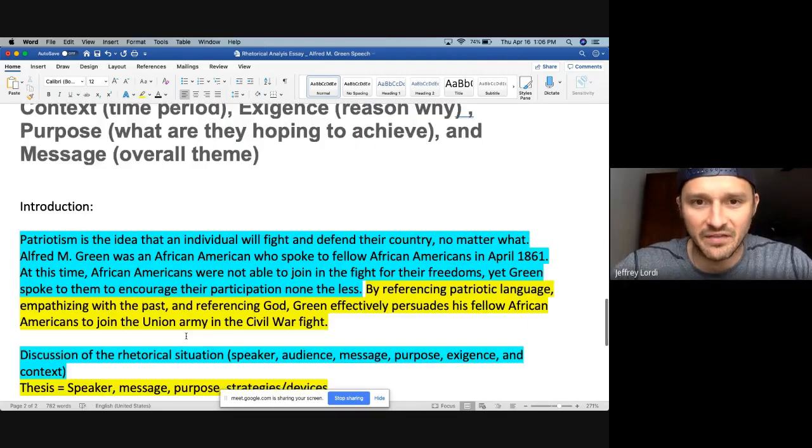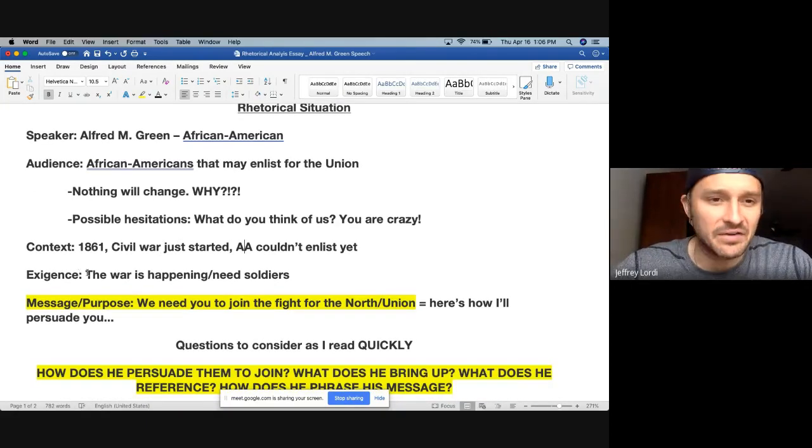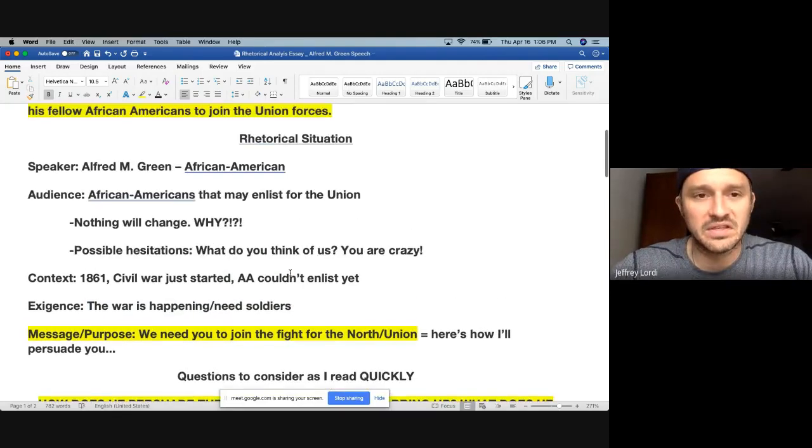So what is it about the fact that it's 1861 and the Civil War is going on? Why does that matter to use patriotic language? Why does it matter that the war, they need soldiers? Why does it matter that he's an African American who can't fight and he's also speaking to them as African Americans who are not allowed to enlist? Why does all this matter?